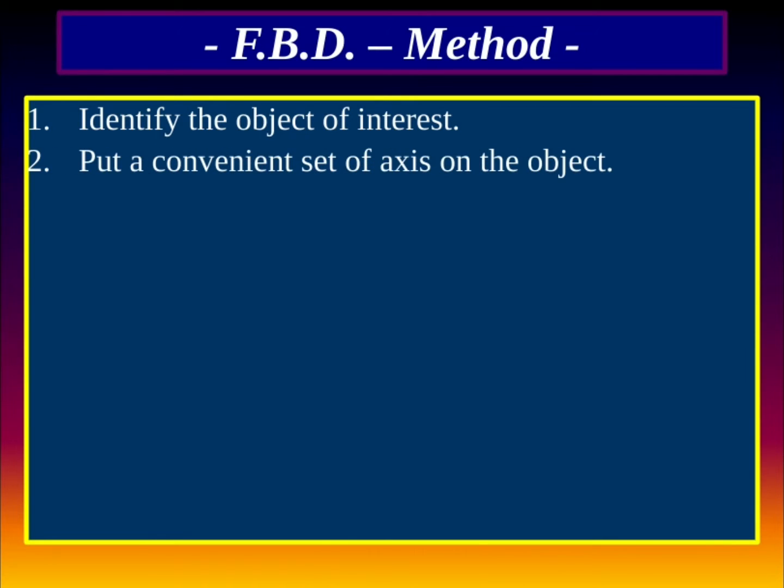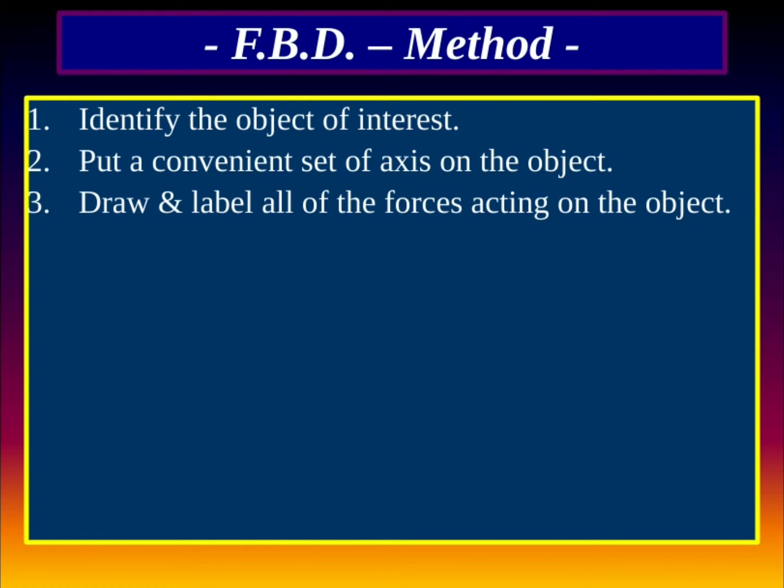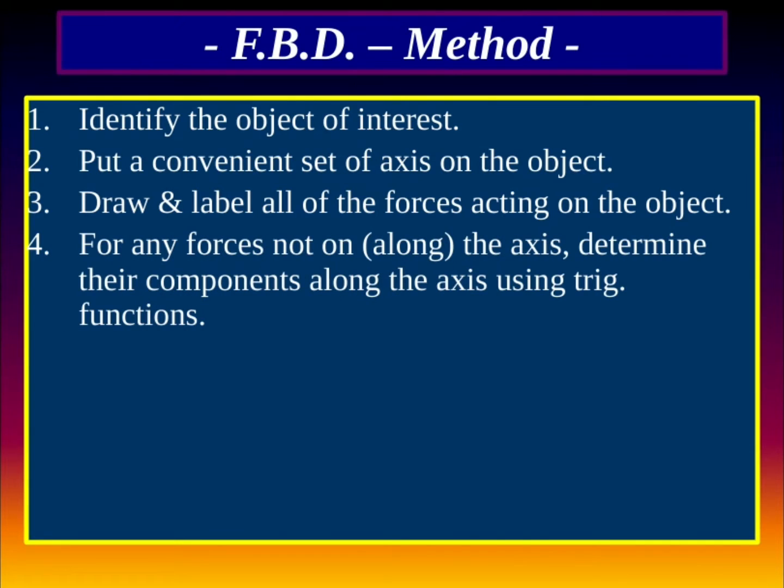All right, for every free body diagram, we are going to follow this method in order to draw them correctly. First off, we're going to identify the object of interest, whether it's a ball, a person, a car. We want to identify what it is. Then we will put a convenient set of axes on the object. Then we'll draw and label all of the forces acting on the object. From there, for any force not along the axis, determine their components along the axis using trig functions. So if it's up at an angle.